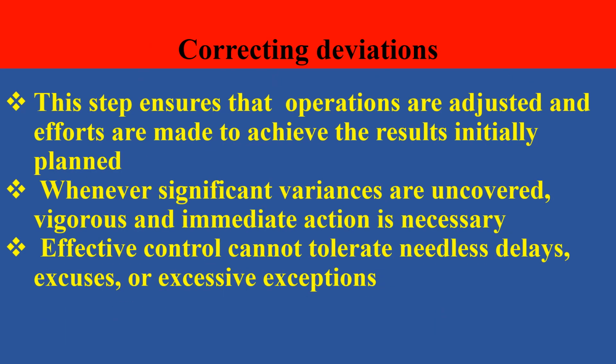Step 3 is correcting deviations. This step ensures that operations are adjusted and efforts are made to achieve the results initially planned. Whenever significant variances are uncovered, vigorous and immediate action is necessary. Effective control cannot tolerate needless delays, excuses, or excessive exceptions.